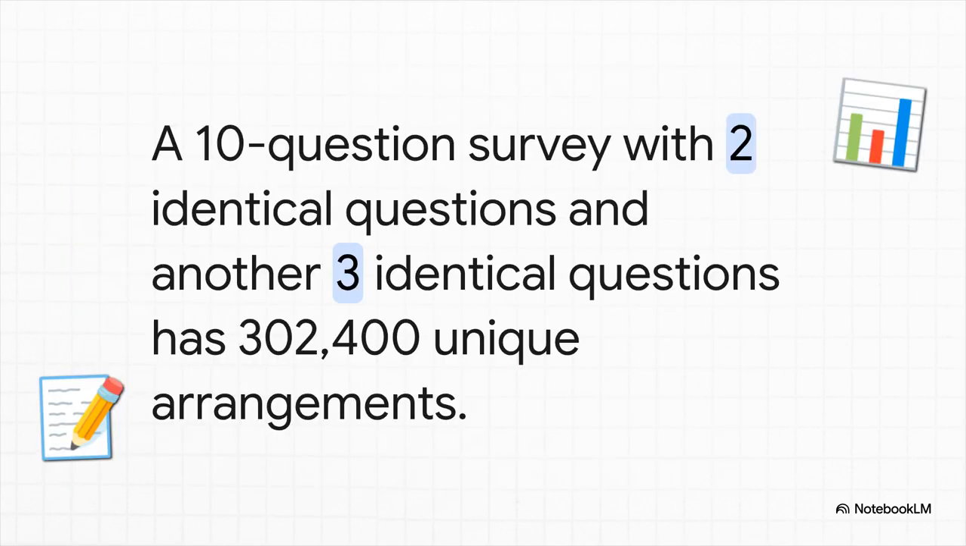For example, think about designing a survey. Let's say you have 10 questions, but 2 of them are identical, and another 3 are also identical. The number of unique ways you can order that survey drops from over 3 million all the way down to about 300,000. It shows you why it's basically impossible for pollsters to test every single version of a survey.